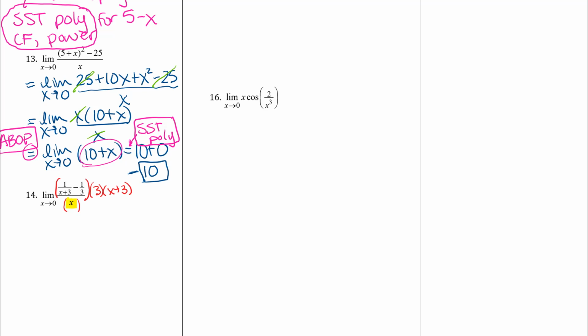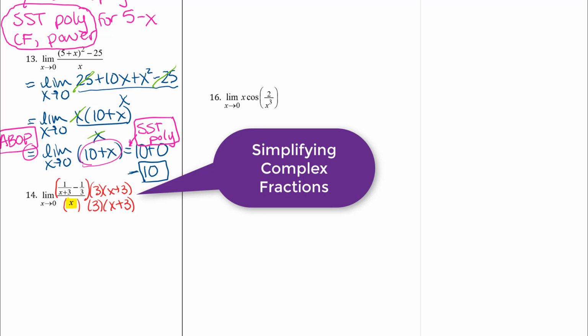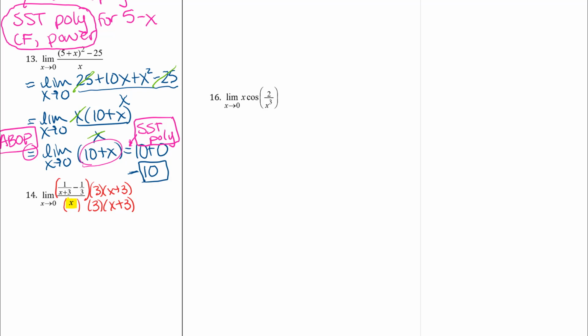So I'm going to multiply the numerator of this function by 3 times x plus 3, but I can't just go around multiplying numerators by things and have it still be the same expression. So I also have to multiply the denominator by that. If you want to look up some algebra review videos on this, this is called simplifying complex fractions, fractions within fractions, and this is one way to do that. So I multiplied through by the common denominator.